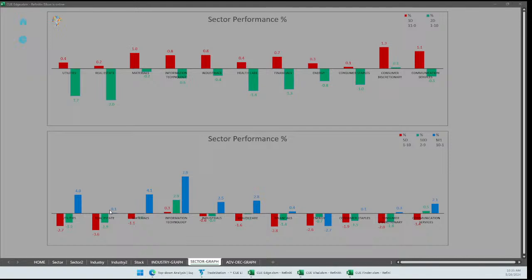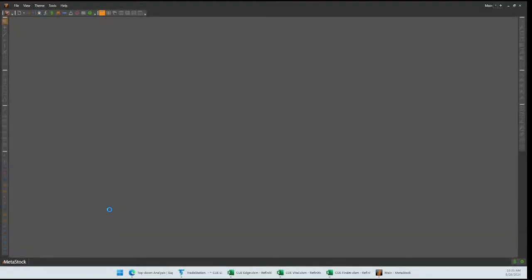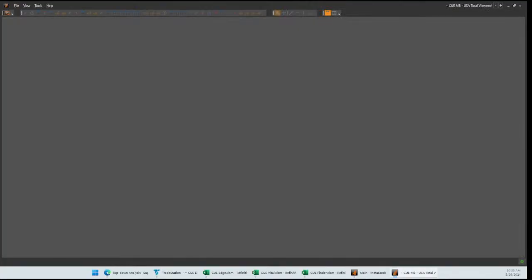I'm going to open the breadth charts, and there also you will see there are reasons not to buy just based on that Friday's up move. Let's look at the market breadth total view.